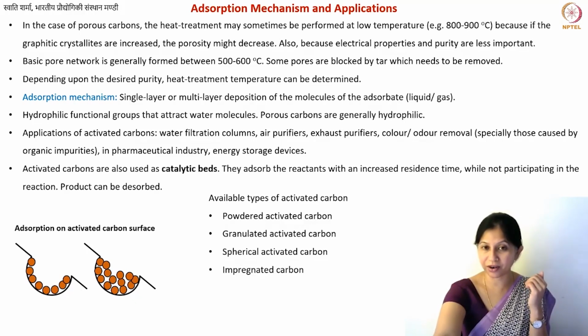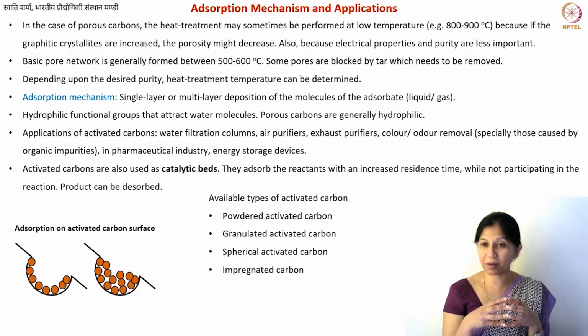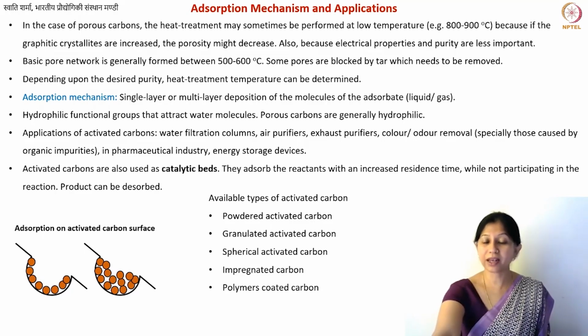And spherical, as I already mentioned, you also can have impregnated activated carbon. Impregnated means you already load something, let's say a metal ion, on top of these activated carbons. These are typically used for catalytic beds and other chemical reactions. Then you also have some other advanced versions like polymer coated activated carbons and so on. That is very specific to the application area.